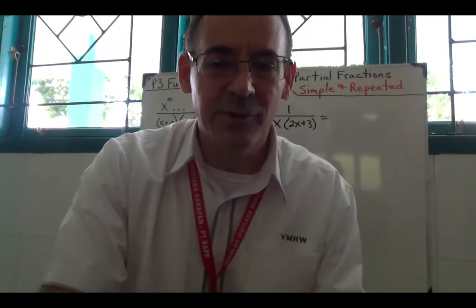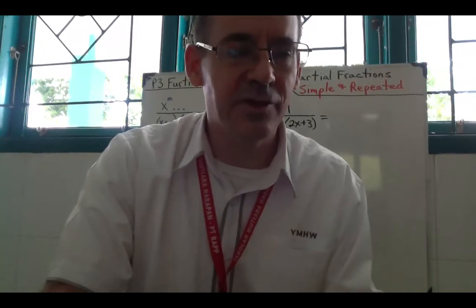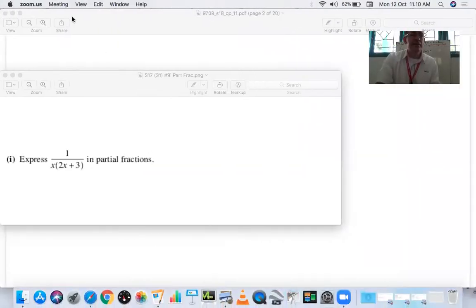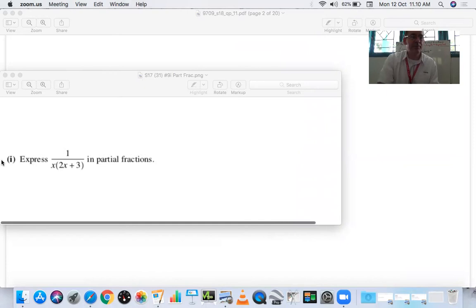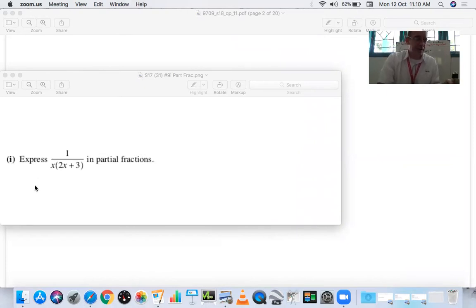Okay, let's look at our first question together. I just let you see the question. Again, maybe you're interested in the code at the top as to what past paper it comes from, or you just want to see what it looks like. I don't have the follow-up, but notice it's part I. So in other words, in the II, you would then apply something else to your result of the partial fractions. So this one's pretty simple here, just 1 over x times 2x plus 3.